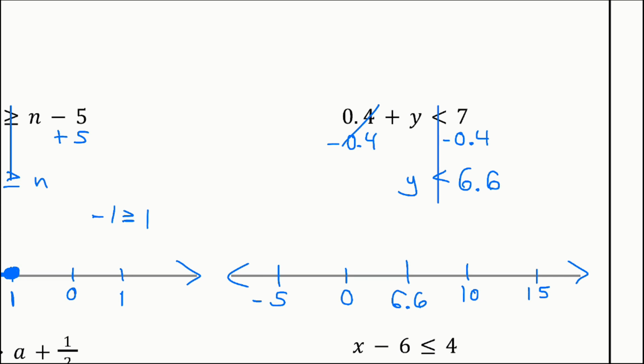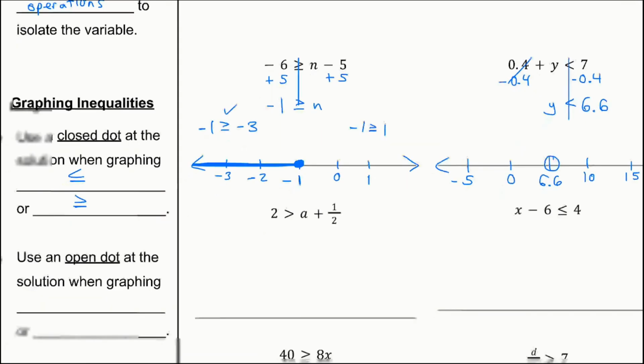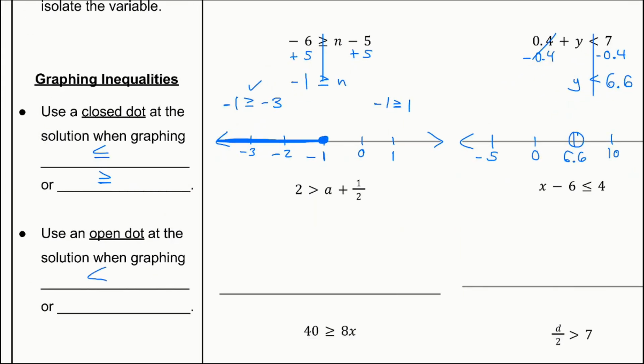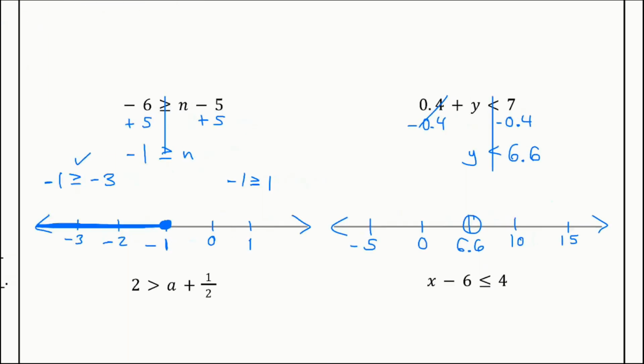Can y, like this variable, can y be 6.6? If we substituted that in, it would read 6.6 is less than 6.6, and that's not true. It's the same as. So what we will do is we'll use an open dot at 6.6. So if I come over here, that's kind of the second half of when we graph these inequalities. So it can't be 6.6, but it can be, according to my inequality, less than 6.6.